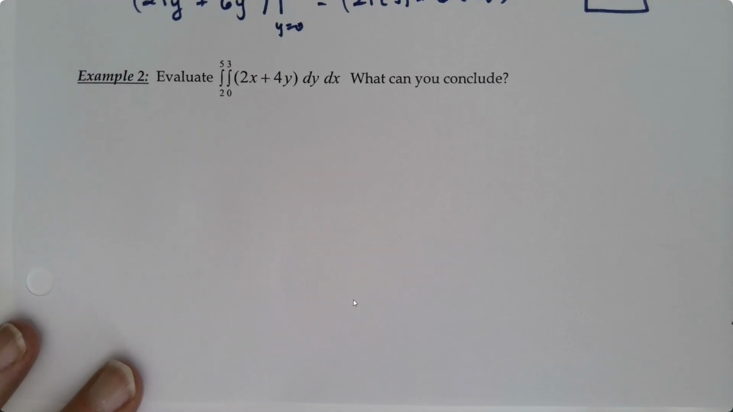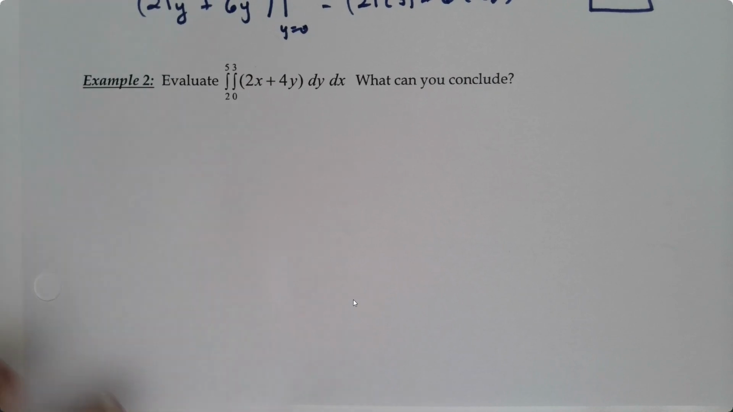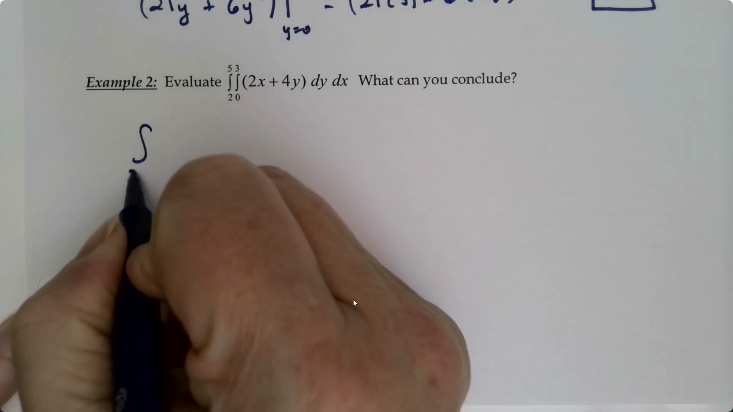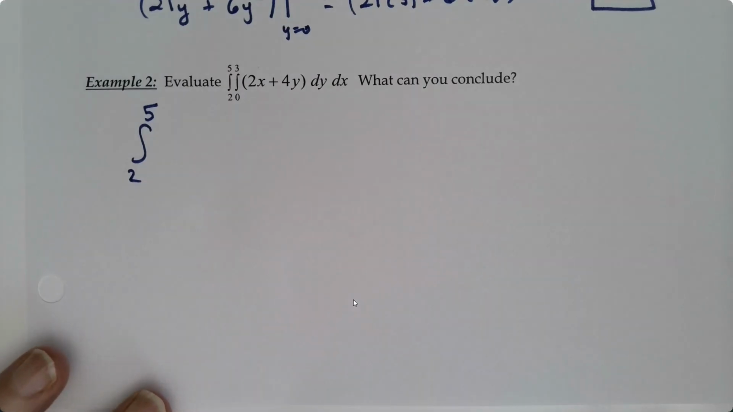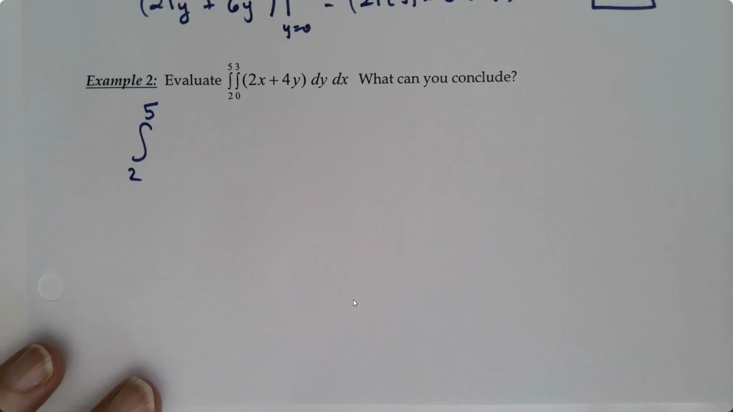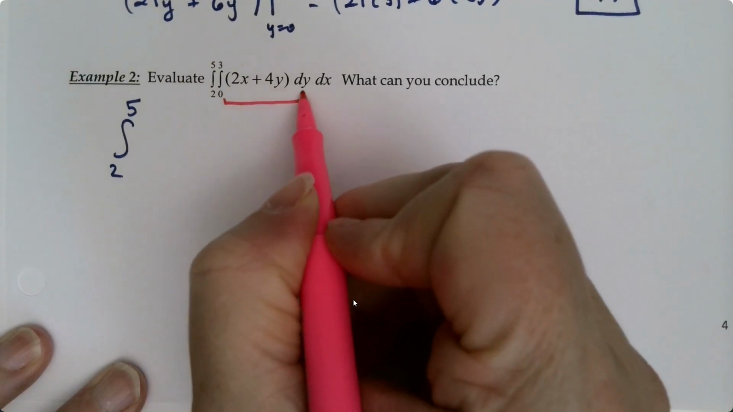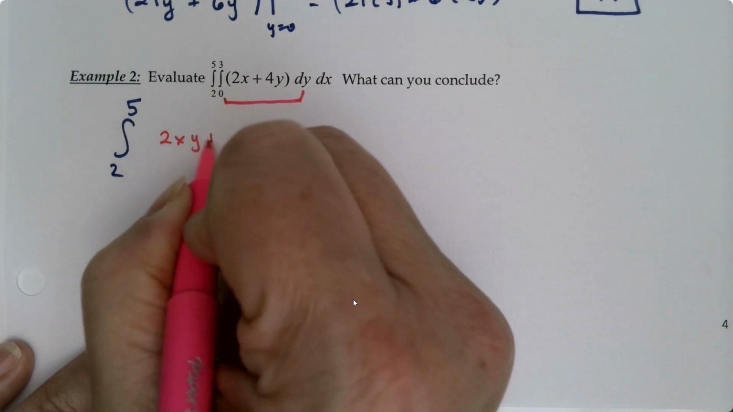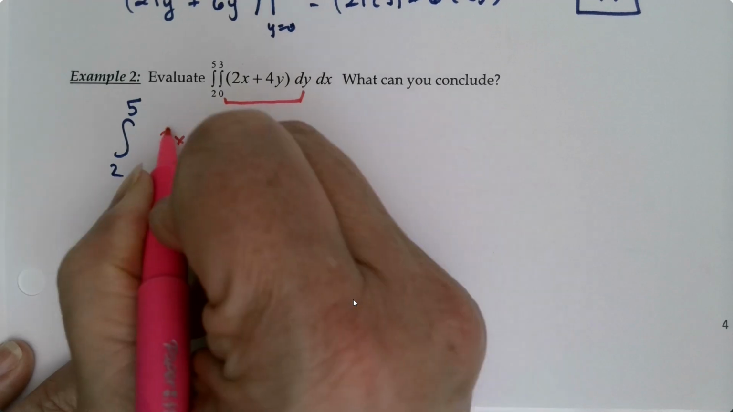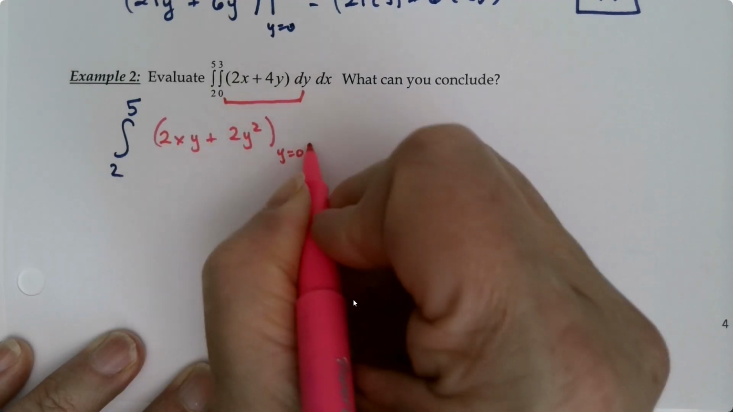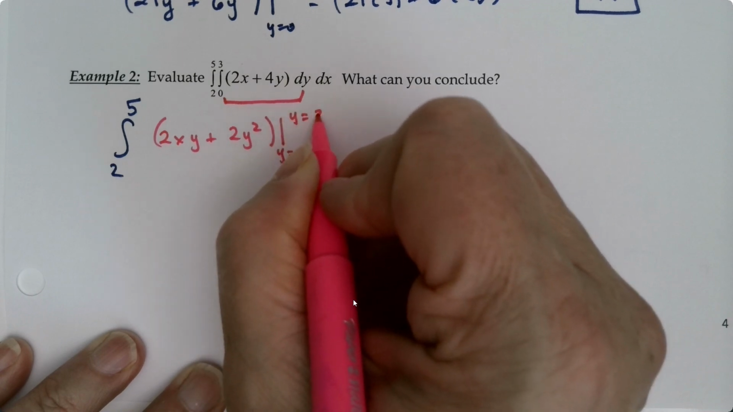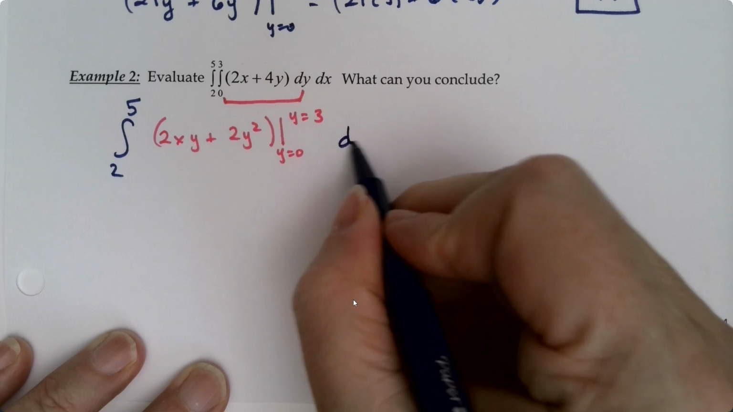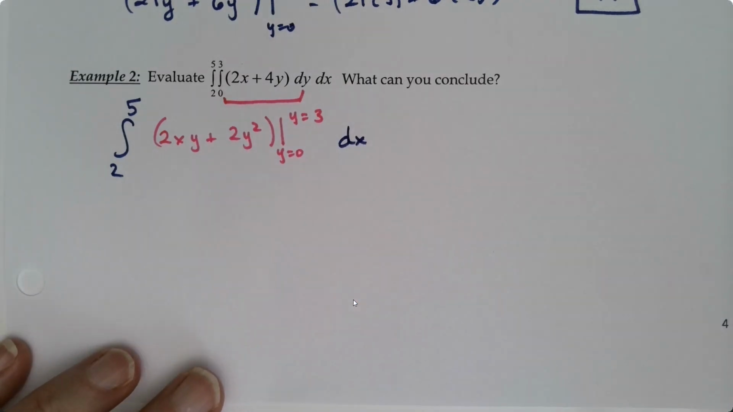Okay, so let's see here. Integral from 2 to 5, and then I'm going to do the inner portion first. I'm just debating my color here. So I don't want to use the same color. Here we go. Let's do this one. All right, so we're going to do it with respect to y. So that'd be 2xy plus 2y squared from y equals 0 to y equals 3. And then dx, because dx is the part we haven't done yet.